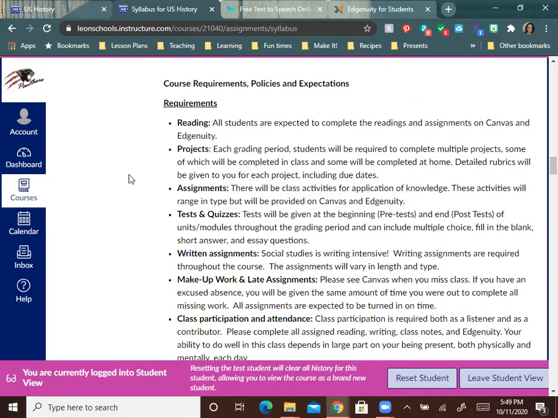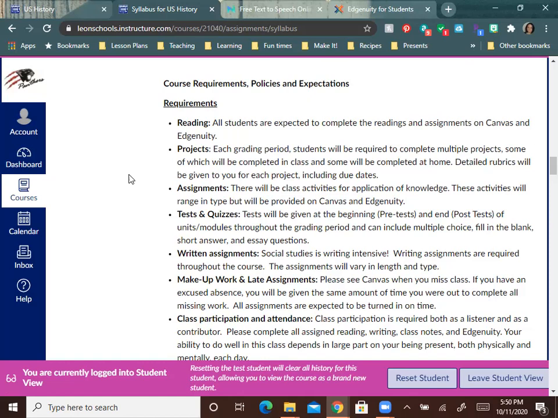So course requirements, policies, and expectations. All students are expected to complete the readings and assignments on Canvas and Edgenuity. Projects: each grading period, students will be required to complete multiple projects, some of which will be completed in class and some will be completed at home. This year, they're all going to be completed online no matter where you are. Detailed rubrics will be given to you for each project, including the due dates.